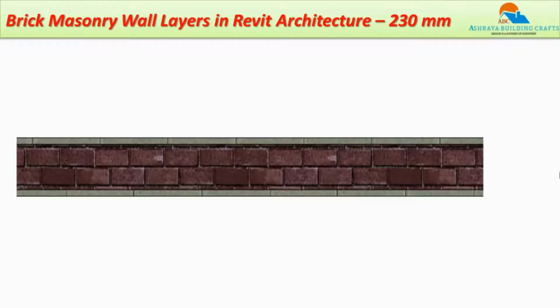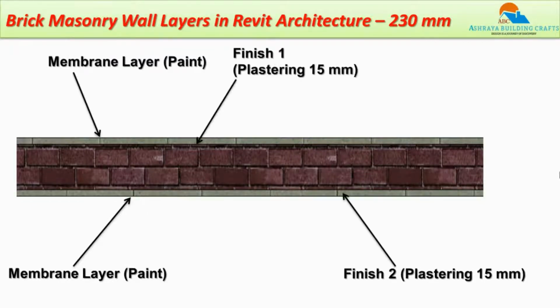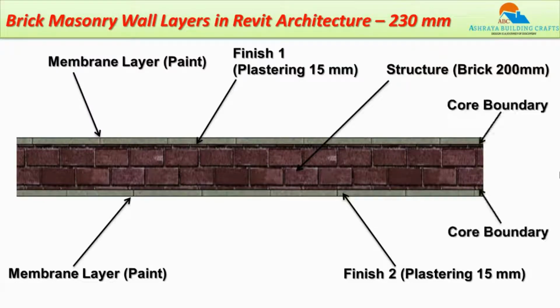Today's tutorial is about how to create wall layers in Revit Architecture for a brick masonry. Here we create a 230 mm brick wall. A brick wall contains two membrane layers, that is the paint layer, plastering layers with 15 mm thickness, that is finish 1 and finish 2, and the structure layer, that is the brick layer with 200 mm thickness.